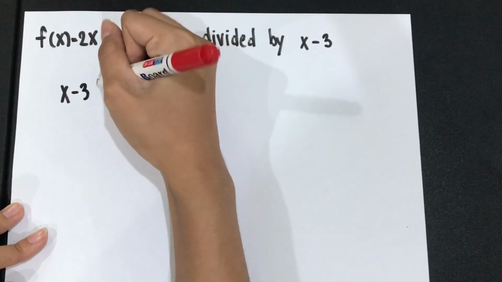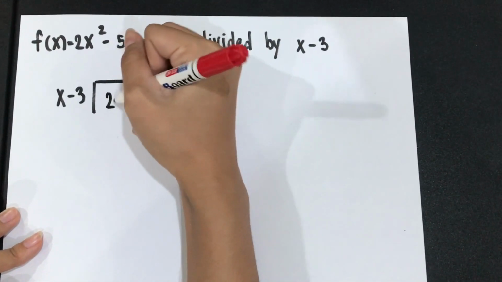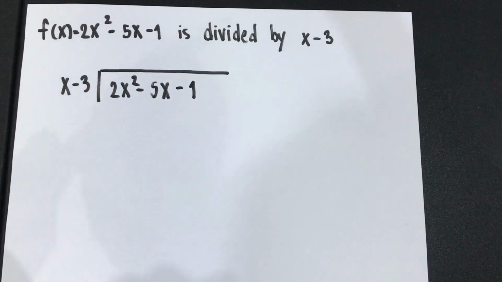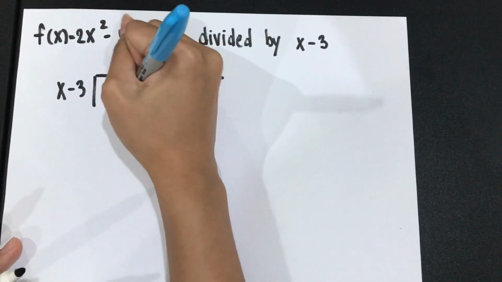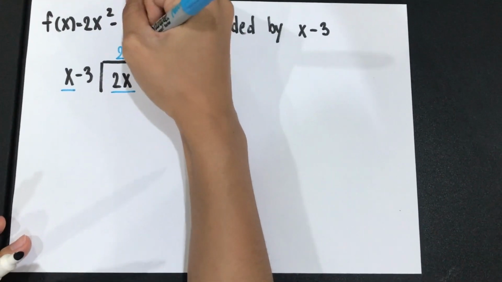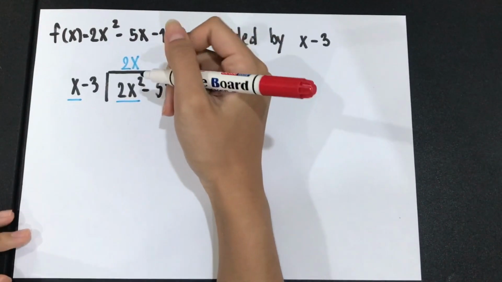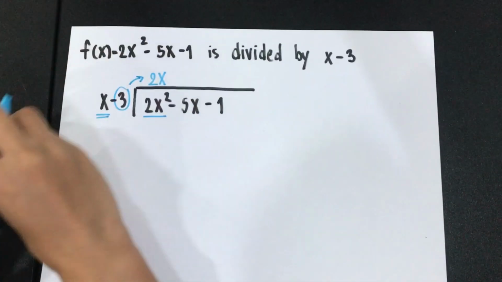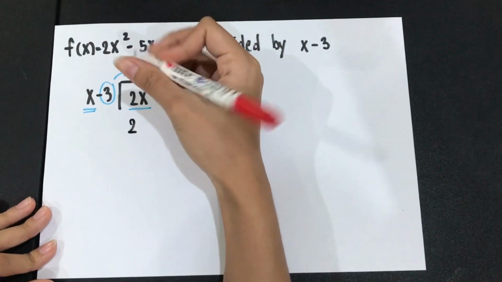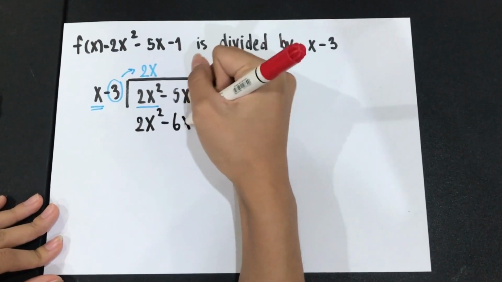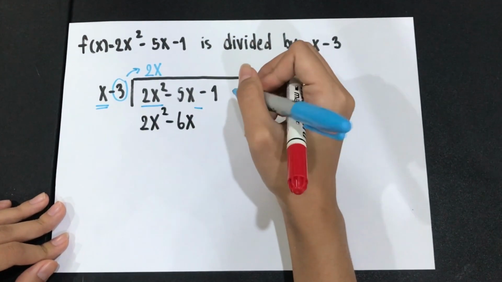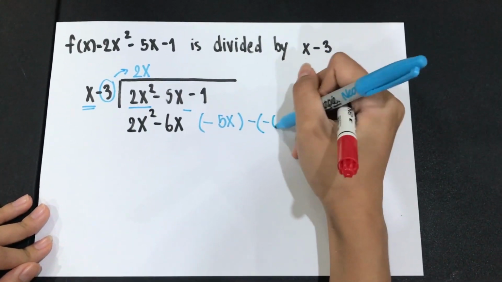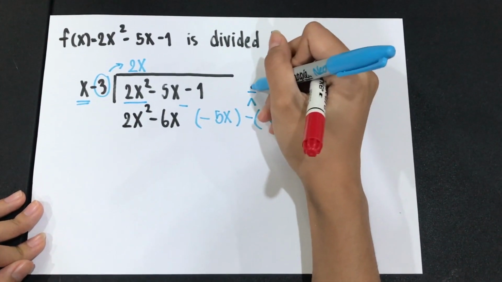So first, you set the equation into the normal long division. Then you put the dividend inside, which is 2x squared minus 5x minus 1. Okay, now we have to find what value multiplied with x is equal to 2x squared. So 2x multiplied with x is equal to 2x squared. Then we have to multiply 2x with minus 3 too. Then you subtract them, and you will get plus x, because minus 5x minus minus 6x is equal to minus 5x plus 6x.